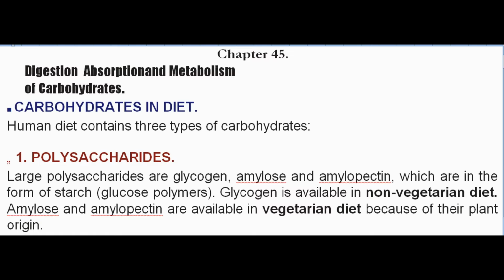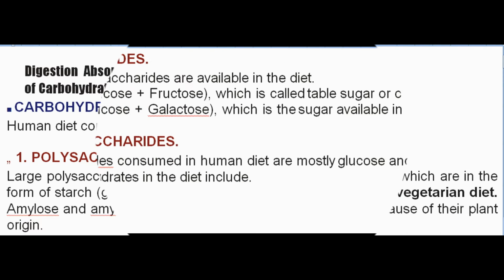Chapter 45. Digestion, Absorption and Metabolism of Carbohydrates. Carbohydrates in diet. Human diet contains three types of carbohydrates. 1. Polysaccharides. Large polysaccharides are glycogen, amylose and amylopectin, which are in the form of starch, glucose polymers. Glycogen is available in non-vegetarian diet. Amylose and amylopectin are available in vegetarian diet because of their plant origin.